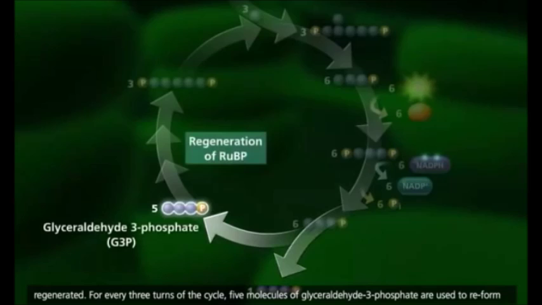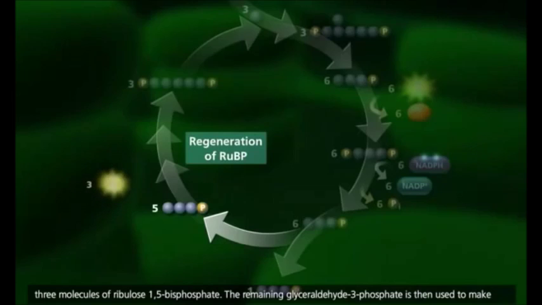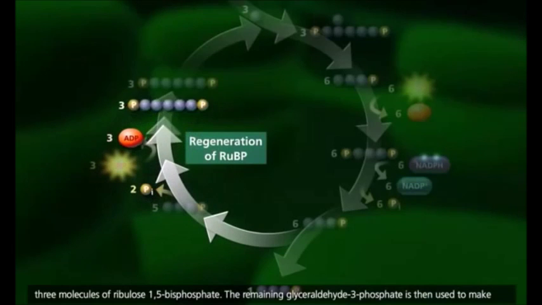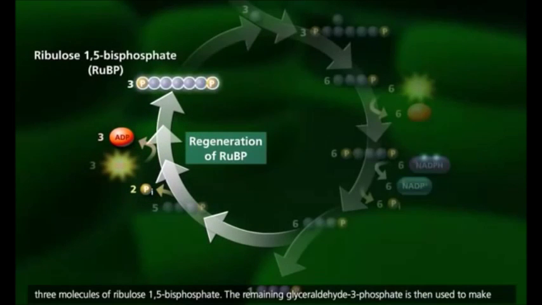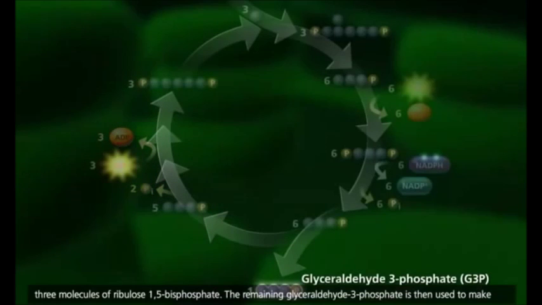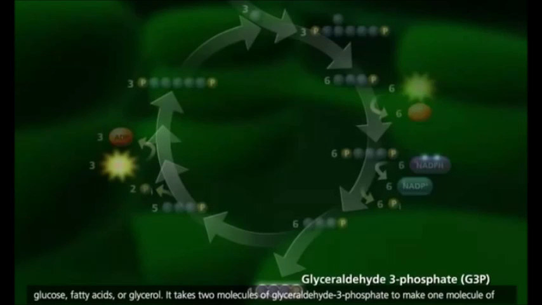Triose phosphate is used to regenerate RuBP with the help of ATP. Five 3-carbon molecules of triose phosphate are reshuffled to form three 5-carbon molecules of RuBP. Therefore, the cycle must occur 3 times in order for it to produce 6 3-carbon molecules. Five are used to make RuBP, and 1 is used to synthesize carbohydrates.